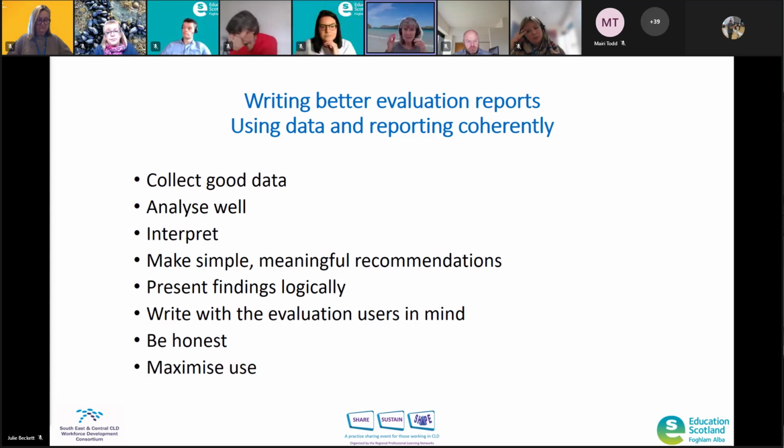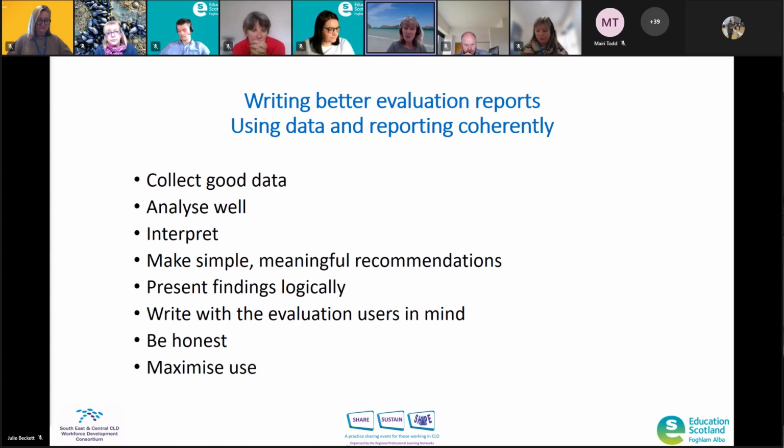You need to present these findings logically. So a common format for that would be starting with headlines, then going on to background, what was delivered, that's your outputs, what happened as a result, the outcomes, what that means, and what to do next, your recommendations.